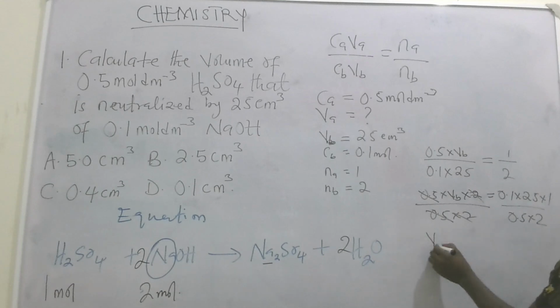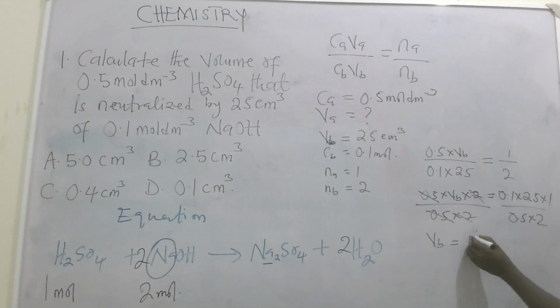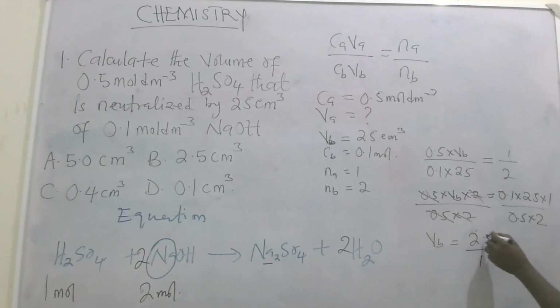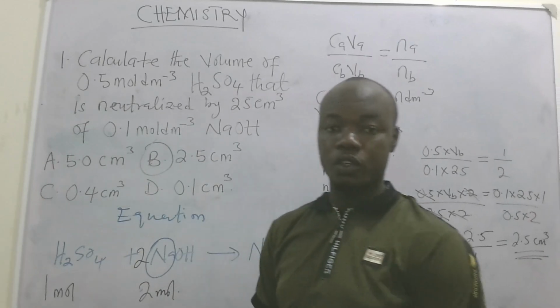So at the end, we have the volume of the base is equal to 0.1 times 25 times 1 over 0.1 times 2. 0.1 times 25 times 1, we are going to have 2.5. Then 0.1 times 2, we are going to have 1. So this divided by this, we have 2.5 centimeter cube. So this is the answer. It means that option B is the answer for this question.